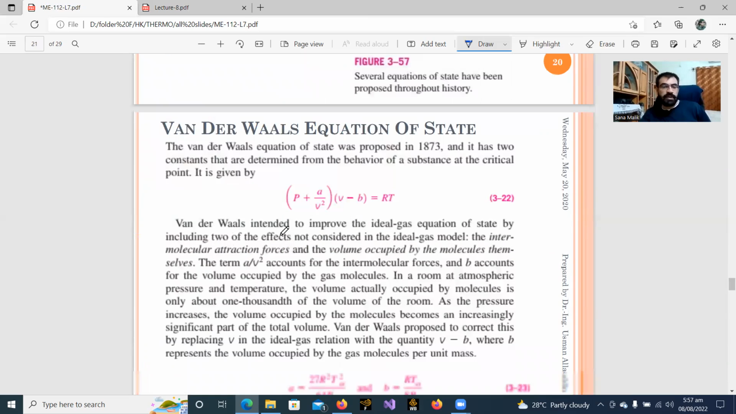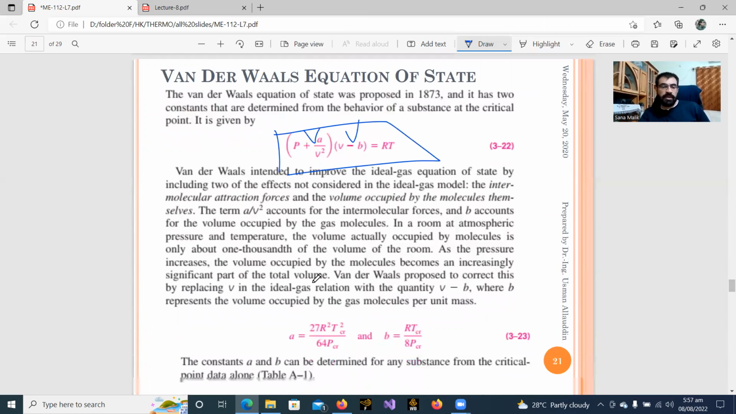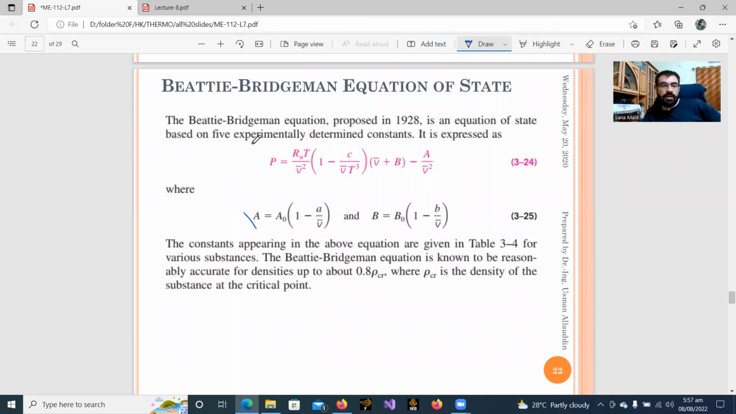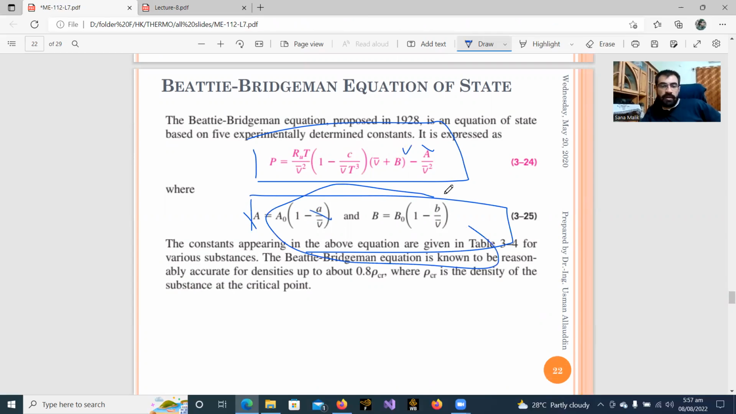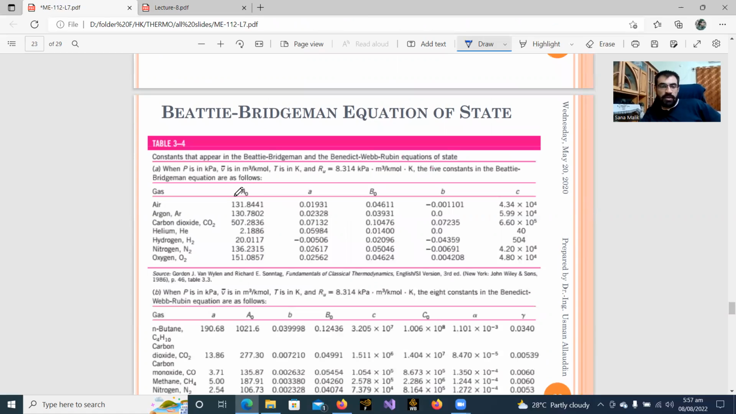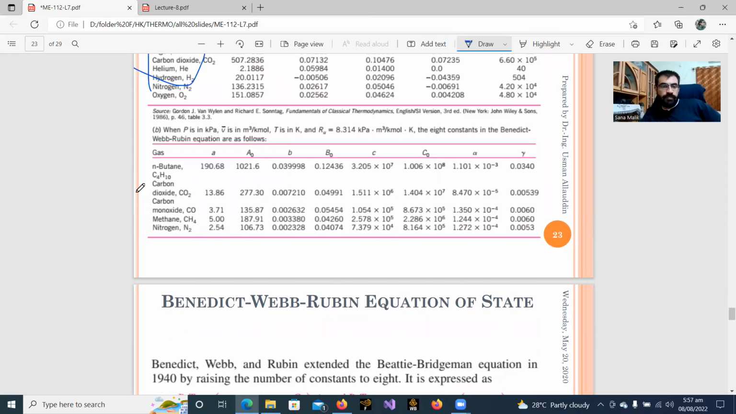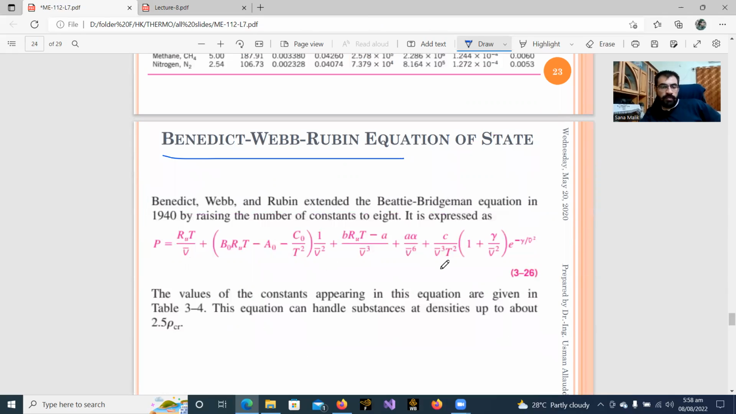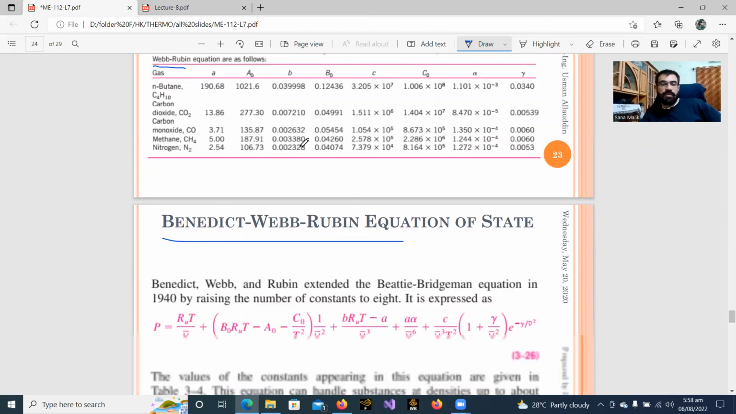So basically, there are other equations of state, like the van der Waals equation. We have the expression, and these are constants. We find them by using the expressions. These are given in the exam, so you just have to plug in the values. Beattie-Bridgman equation: again, A and B are found by using this, and these are given in the table. Just plug in the values and you can calculate the pressure. Like this, you can find A naught, A, B naught, B, C for different gases. This will be used for Beattie-Bridgman. And this is the Benedict-Webb-Rubin equation, and you find all the A naught, B naught constants from here.